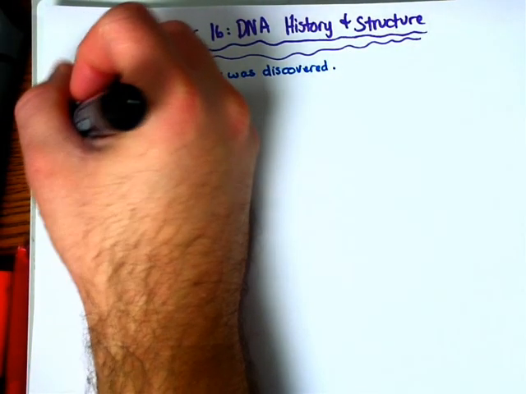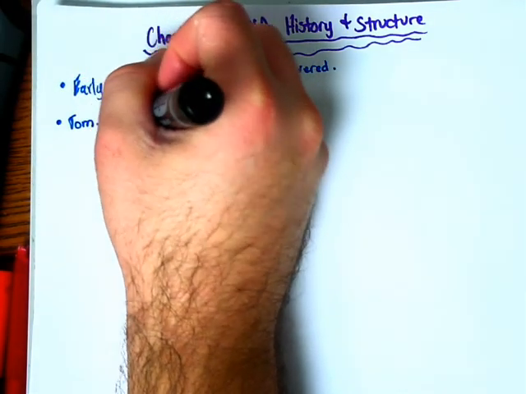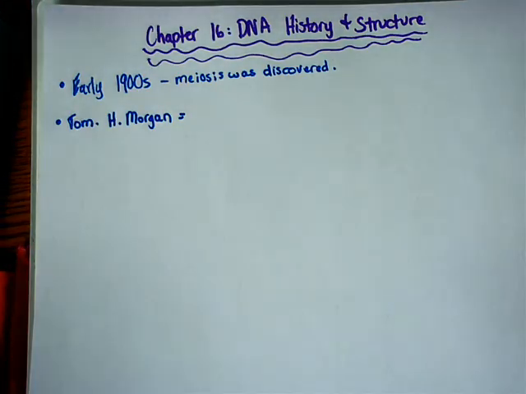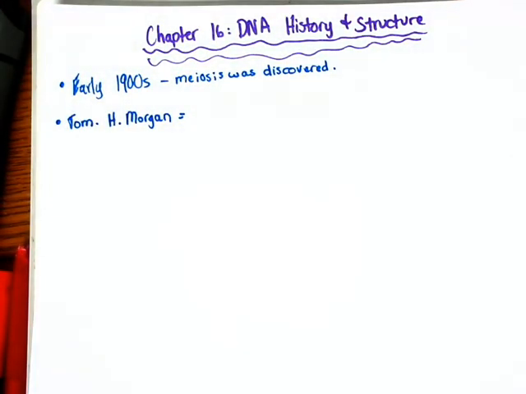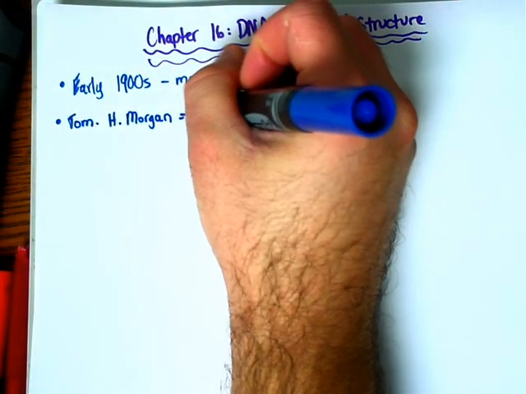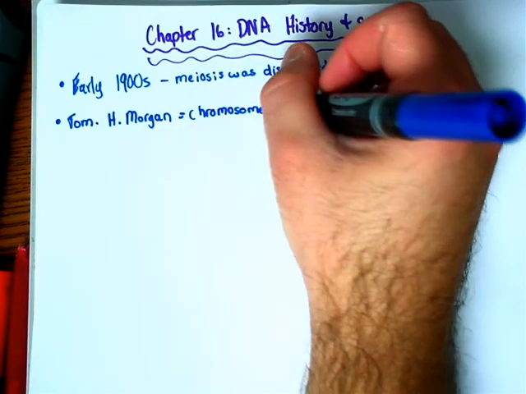And also, it had been around that time that Thomas Hunt Morgan, what did he do? Through flies? Sex-linked inheritance. All these thoughts are correct.